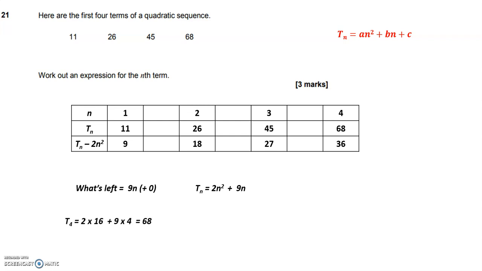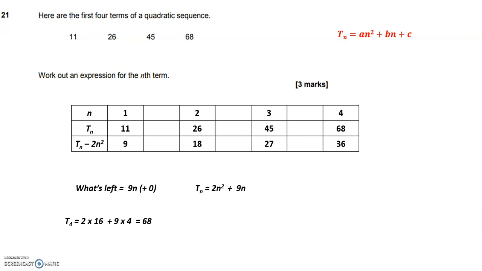Alright, well I do approve of people checking things. I think you should, because it could save you marks, real significant number of marks in the exam if you have made mistakes. So let's work out T4. T4, look at the formula, it's 2 times 4 squared. 4 squared is 16, times 2 is 32, and it's 9 times 4, which is 36, and when you add those two numbers together you get 68. Brilliant, that's what it's supposed to be.